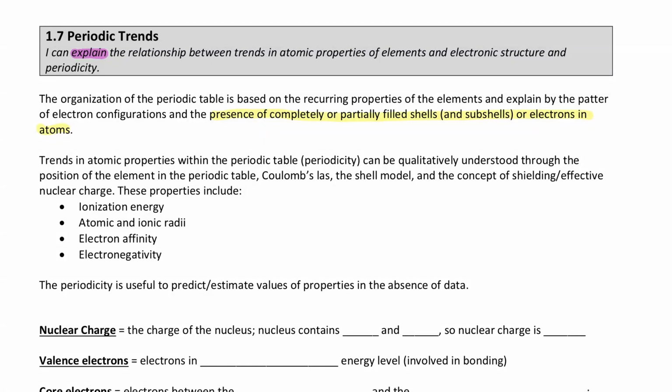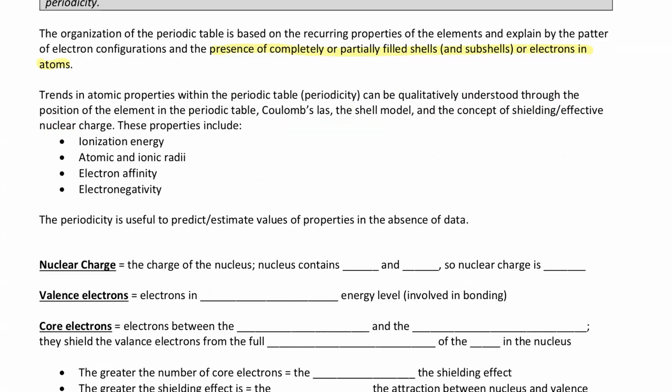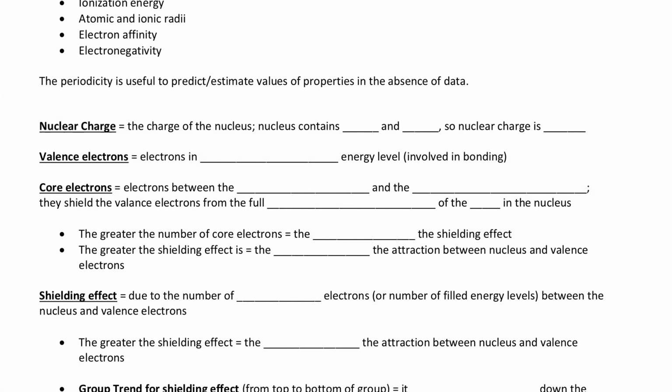I hope that we can very easily, now that we've gone through this POGL activity, fill some of these in. Like nuclear charge, which is the charge of the nucleus, right? And the nucleus is going to contain protons and neutrons, so the nuclear charge is positive. What's a valence electron? Electrons in the? Yep, outermost energy level. These are electrons that are involved in bonding.